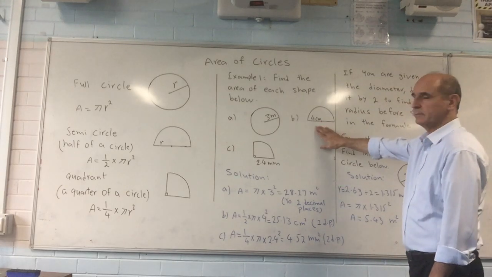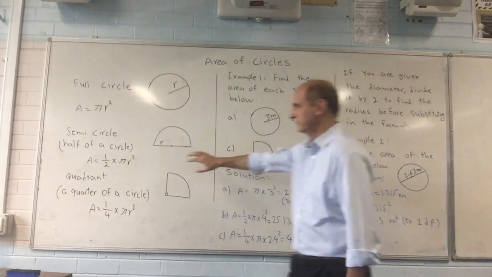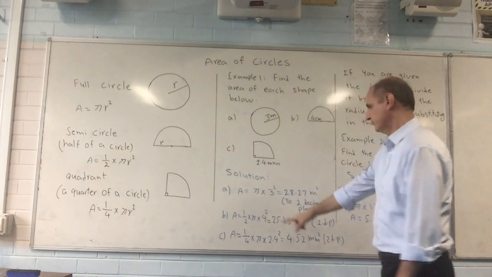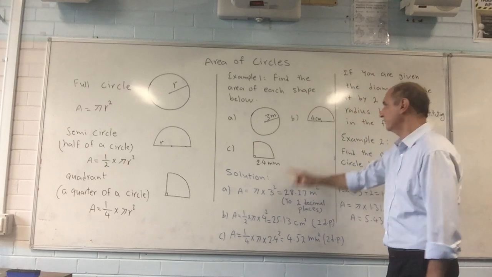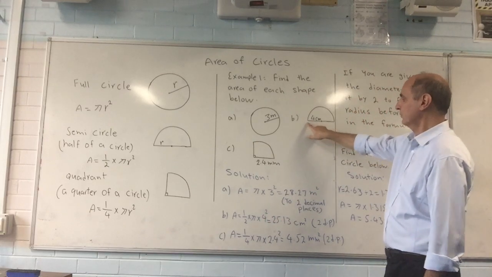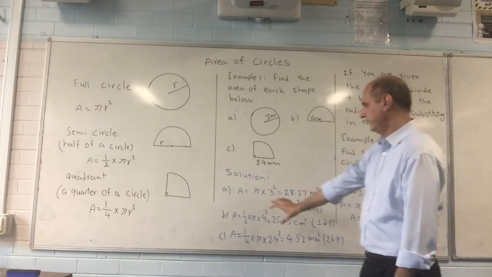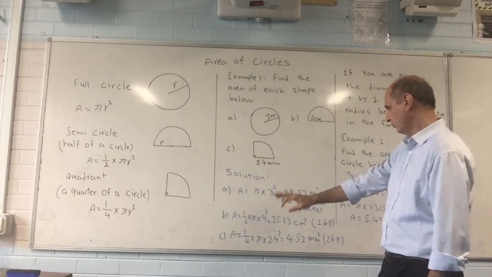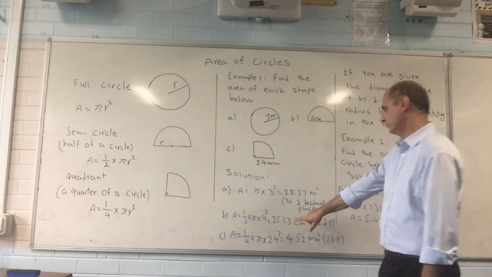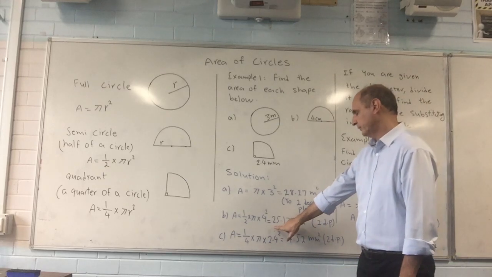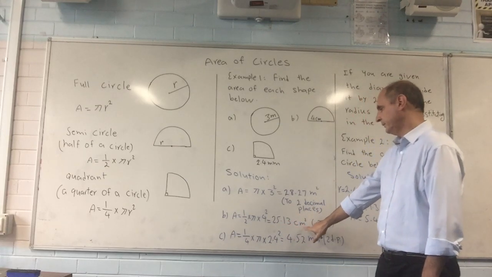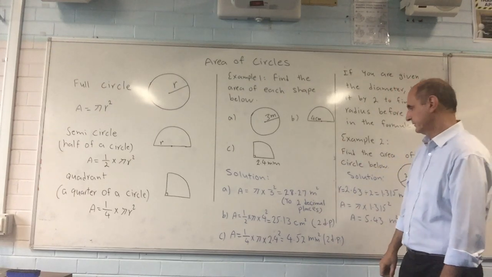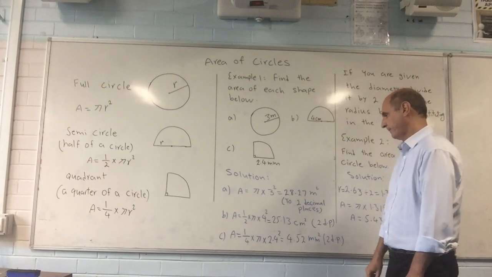The next one is a semicircle. Remember that in a semicircle, we have half of a circle, so you have to times it by half first. So half times pi times your radius, which is 4, squared. Again, if you type in your calculator in the same way I just showed you, and write it to 2 decimal places, you get 25.13, and this time it is centimeters, so the area will be square centimeters.